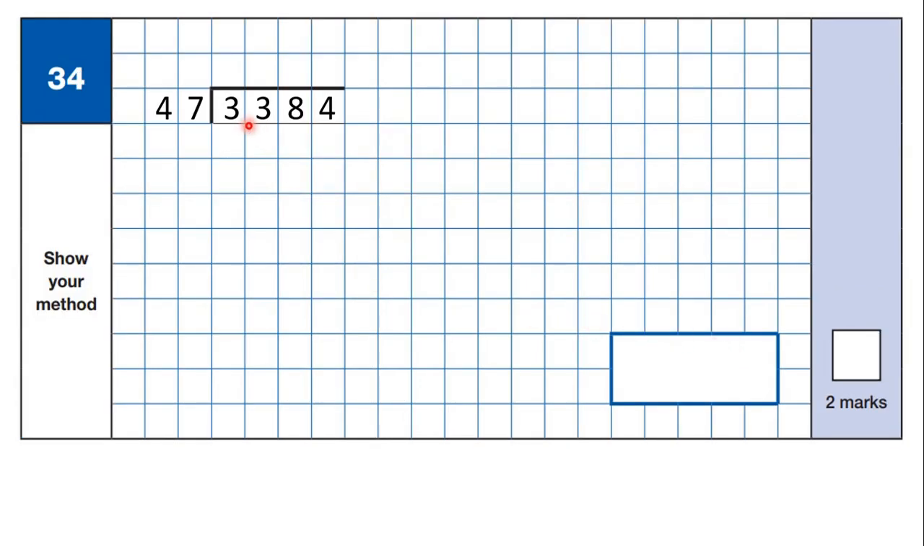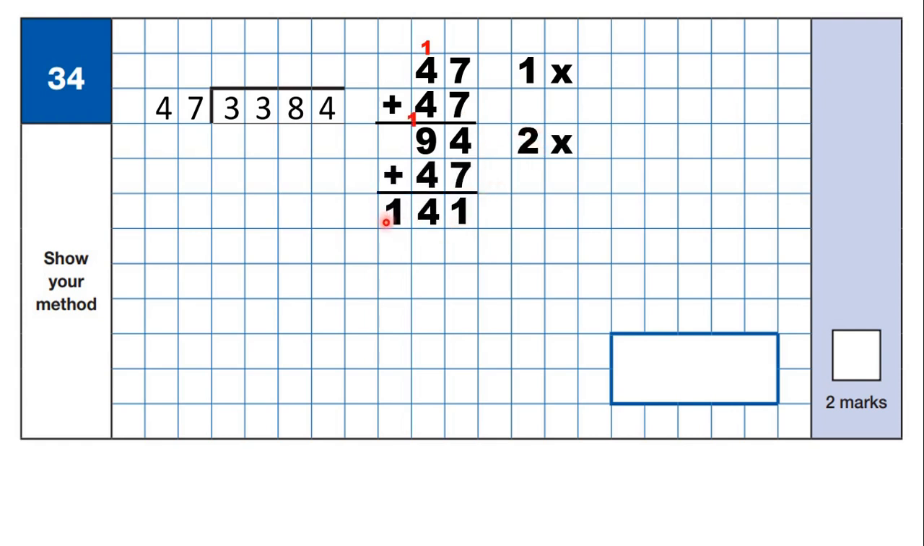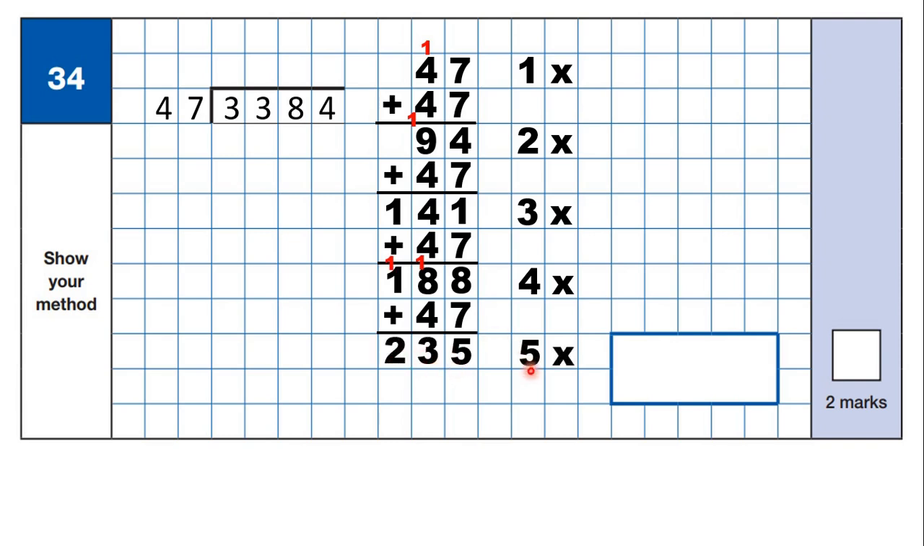Now question 34. 3,384 divided by 47. So first we need to work out our 47 times table. 47 is of course 1 times. If we add another 47, 94 is 2 times. 141 is 3 times. 188 is 4 times. 235 is 5 times. And when we get to 5 times, we can look back at the question.